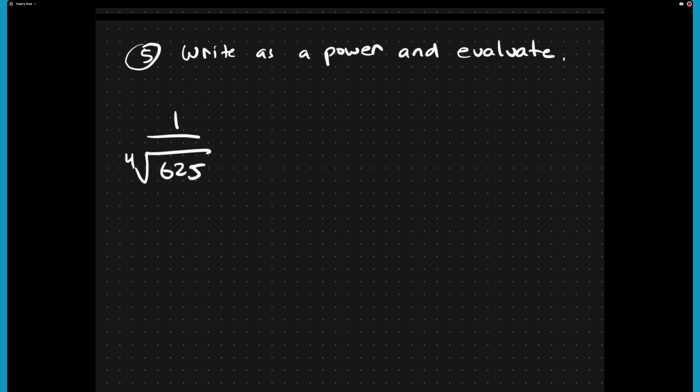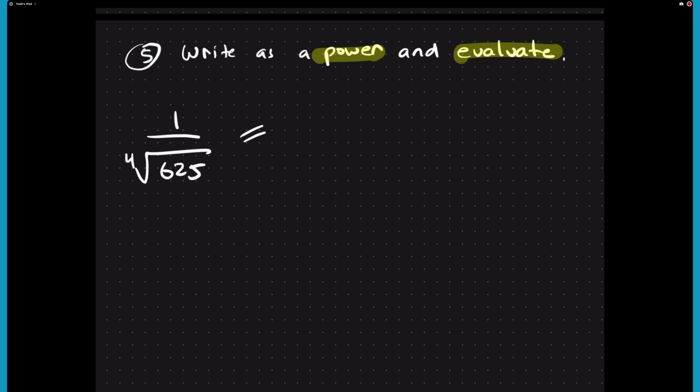All right, well, we're getting closer to the end. We're on question number 5. So it says, write as a power. So it's not in the form of a power right now, so we got to get it there. And then it tells us to actually evaluate it, which we can do because instead of having variables in there, we have actual numbers. Okay, so let's first transform this into a power.